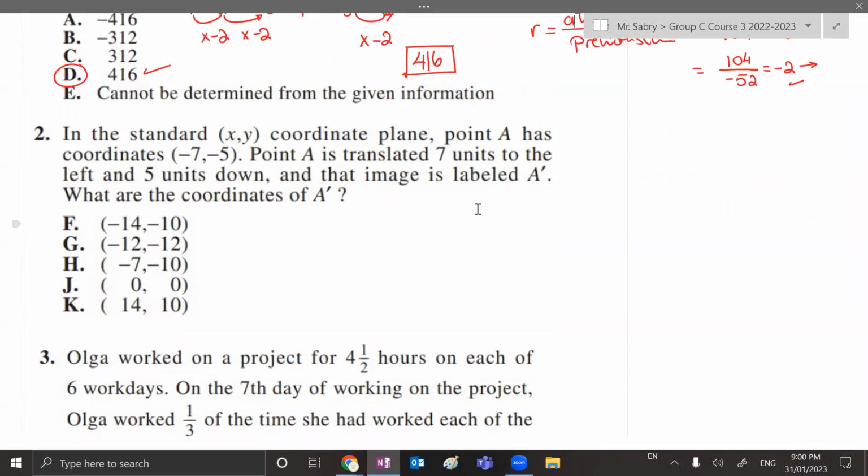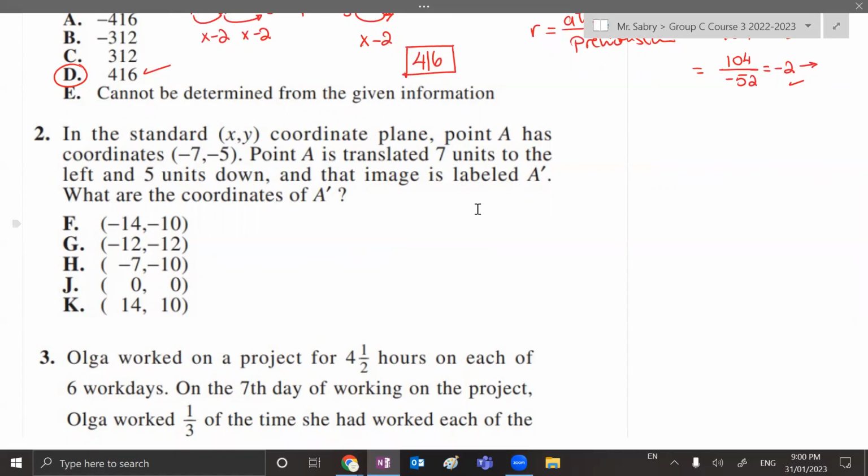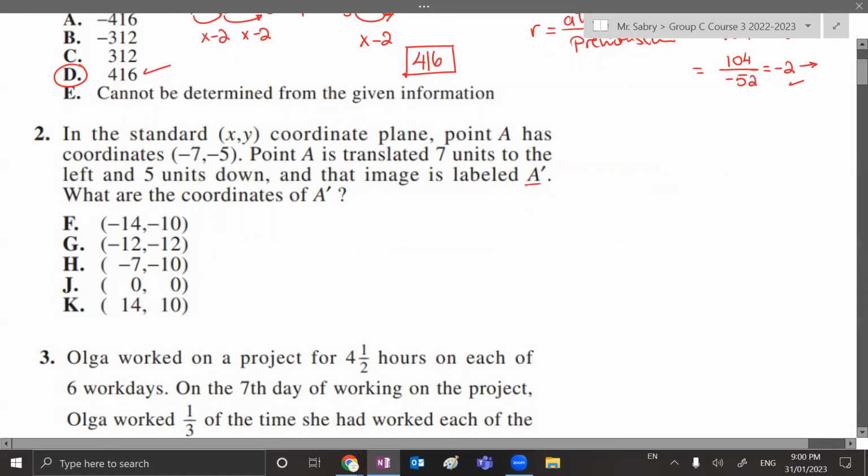Now, if we move to number 2, it says in the standard XY coordinate plane, point A has coordinates negative 7 and negative 5. Point A is then translated 7 units to the left and 5 units down. That image is labeled A dash. What are the coordinates of A dash? So they need the new coordinates of A dash.